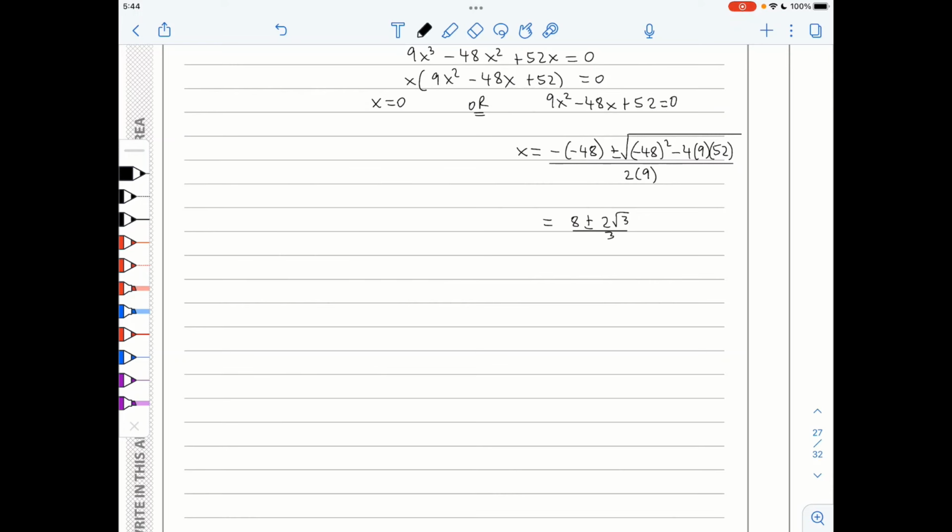So it is clear that P will be having coordinates (8 minus 2 root 3 over 3, negative 16) because it's on the left, and Q is going to be the positive solution, (8 plus 2 root 3 over 3, negative 16). And therefore the distance PQ, since both these points are on the same height, is simply the difference between the x values. So it's 8 plus 2 root 3 over 3 minus (8 minus 2 root 3 over 3), and this is giving you 4 root 3 over 3 units.